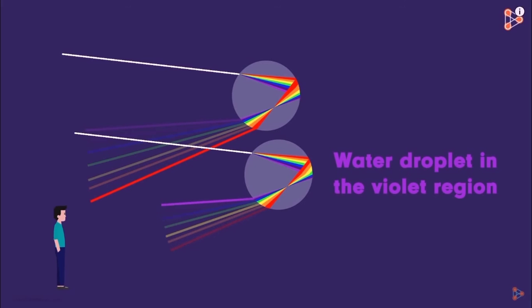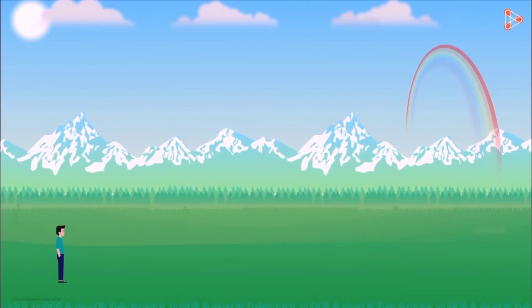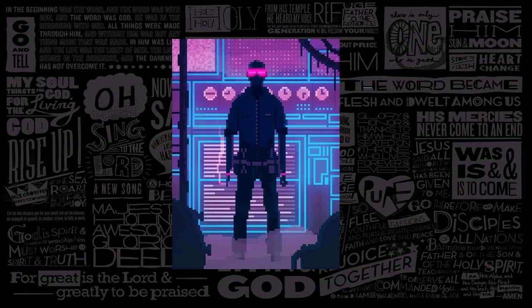For instance, the droplets present in the violet region also send back light in the same way. Only the violet color reaches us and the remaining colors are not visible. So I hope all of you have understood how and when a rainbow is formed. Thereby I conclude my presentation.